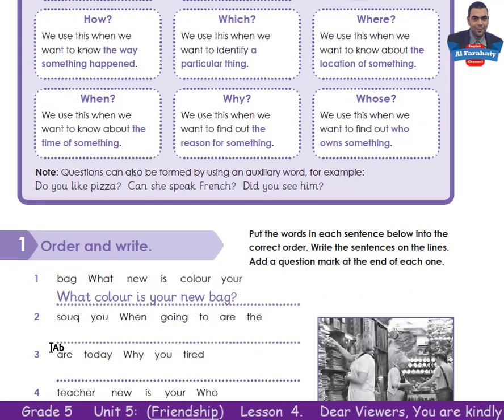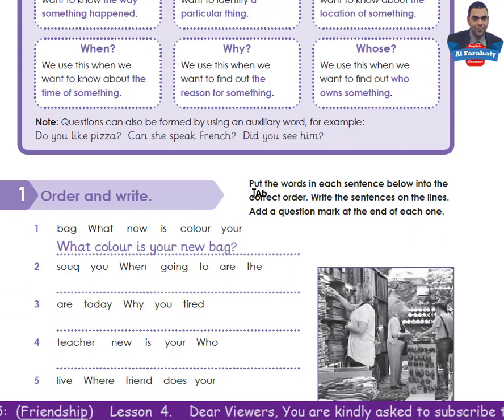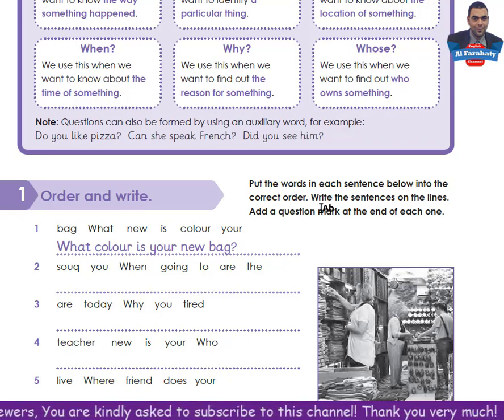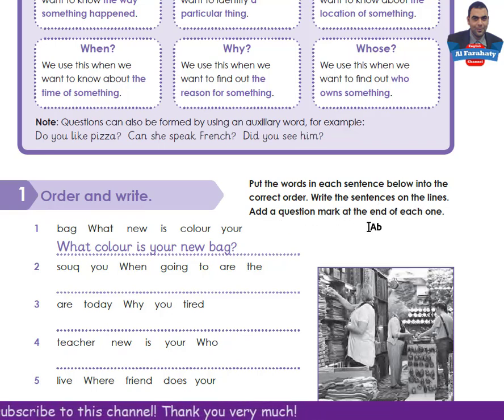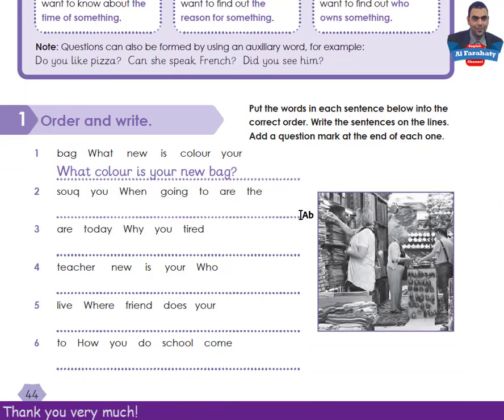Activity 1. Order and write. Put the words in each sentence below into the correct order. Write the sentences on the lines. Add a question mark at the end of each one. You are asked here to put these words in order to make questions. Bag, what, new, is, color, your. What color is your new bag? This is done for you.